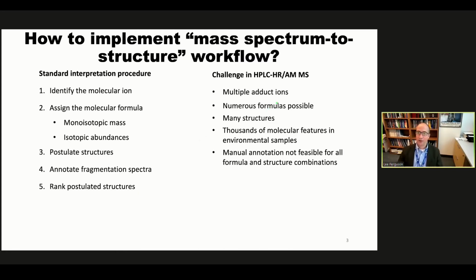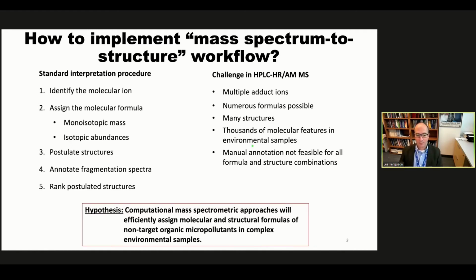But the challenge in doing this on a scale of the exposome is that there are many possible adducts, there are many possible formulas, and critically, there are thousands of molecular features that we find in environmental samples. And so manual interpretation and annotation is just not feasible. So our hypothesis is that we can leverage computational mass spectrometry approaches to efficiently assign both molecular and structural formulas for micropollutants and environmental contaminants in environmental samples.